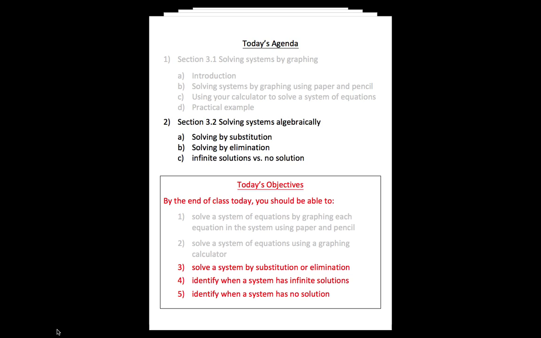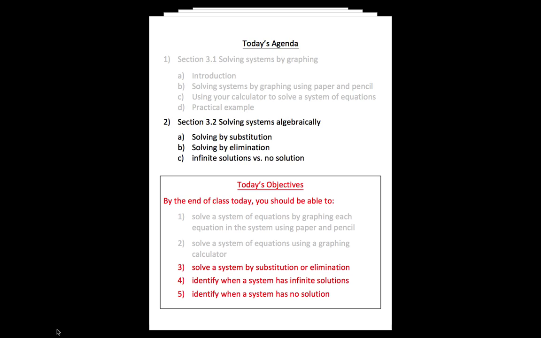Yesterday you watched a video in which we described how we can solve a system of equations by graphing, either using paper and pencil or using our graphing calculator to generate the graph for us. Today we're going to be looking at similar systems of equations, however we're going to be solving them algebraically. So we won't need to draw any graphs.